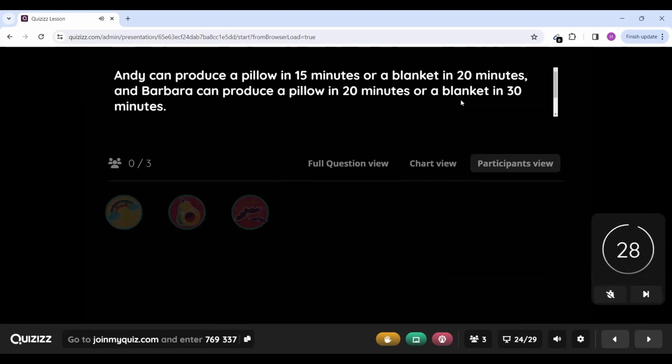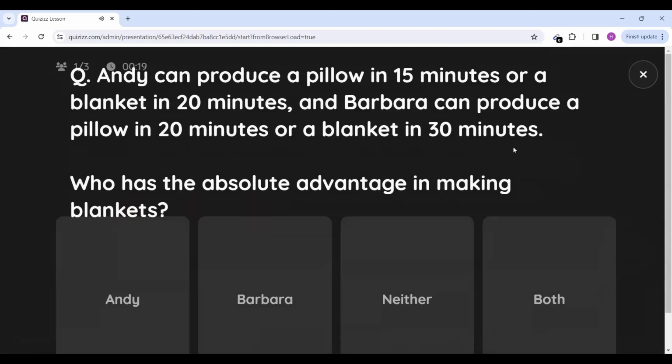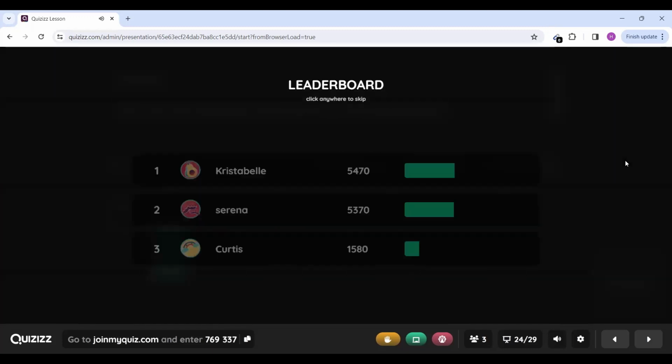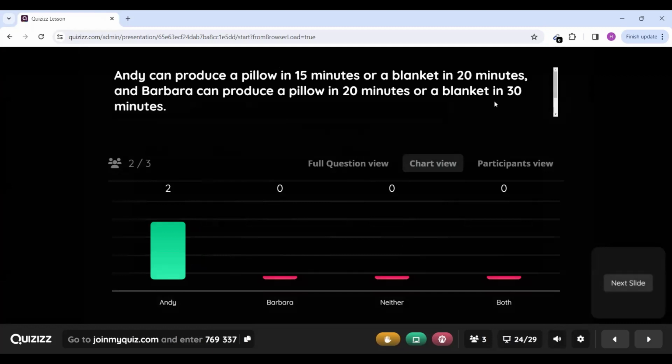So Andy can produce a pillow in 15 minutes or a blanket in 20 minutes, and Barbara can produce a pillow in 20 minutes or a blanket in 30 minutes. Who has the absolute advantage of making blankets? So Andy would have the absolute advantage of making blankets because it's 20 minutes instead of 30 minutes for Barbara.